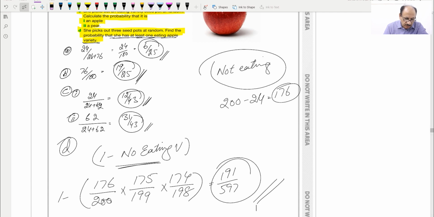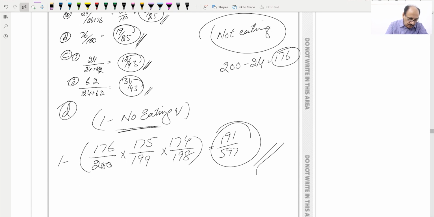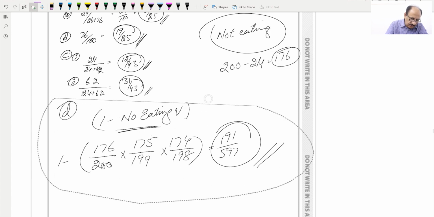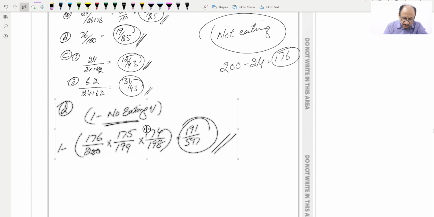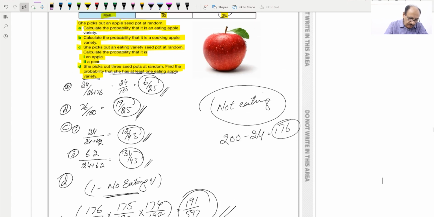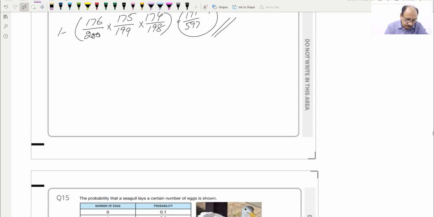Hopefully you understood each and everything. I will just reduce the size of this one to adjust it, and this is the question for this one. Keep in mind we used the complement for the D part, the complement of not eating.